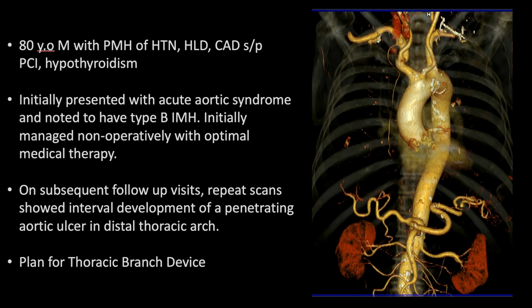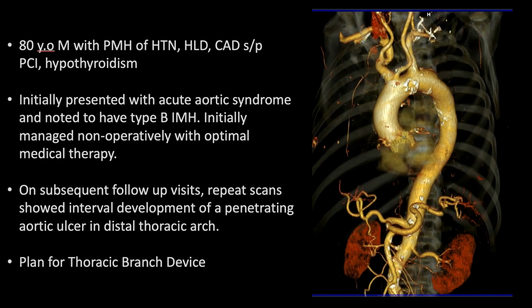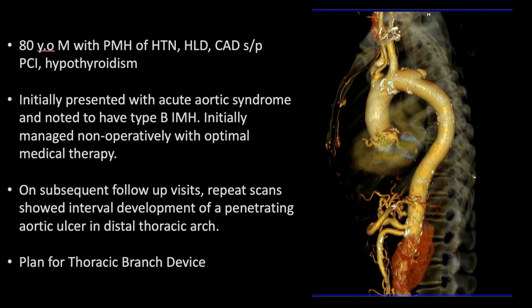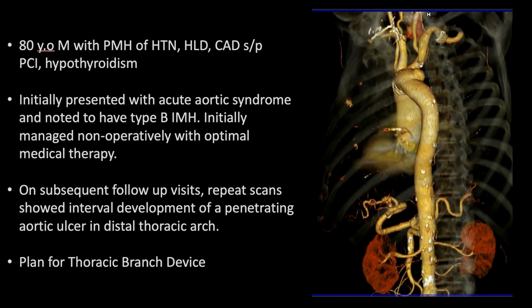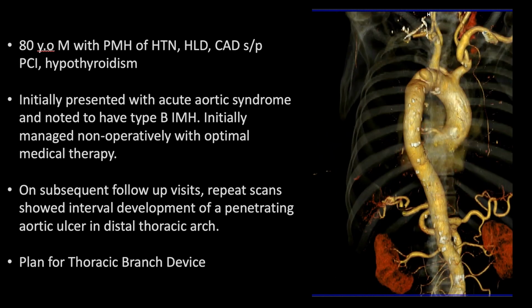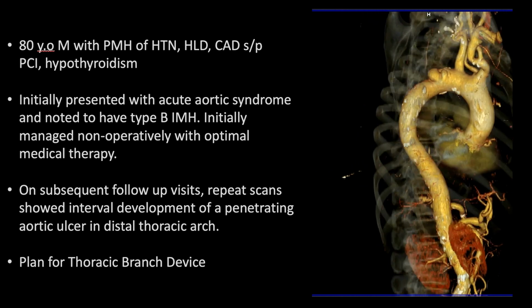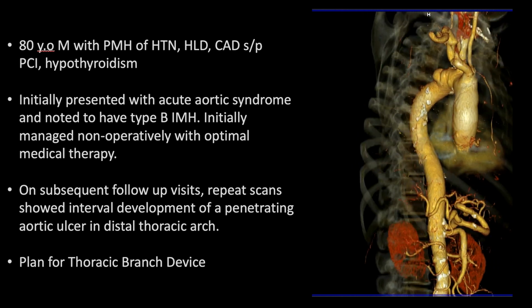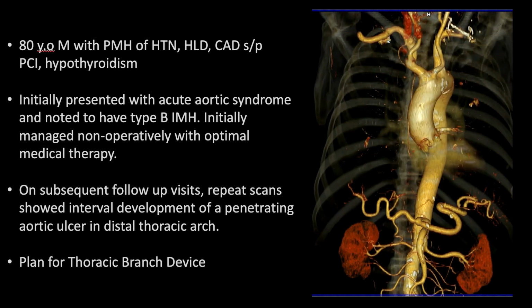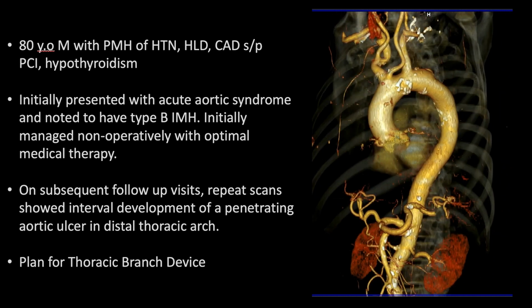The patient is an 80-year-old male who initially presented with acute aortic syndrome and was noted to have a type B intramural hematoma. He was initially managed non-operatively. On subsequent follow-up visits, repeat scan showed interval development of a penetrating aortic ulcer in the distal thoracic aortic arch. Thus, we took the patient for a thoracic branch device implantation.